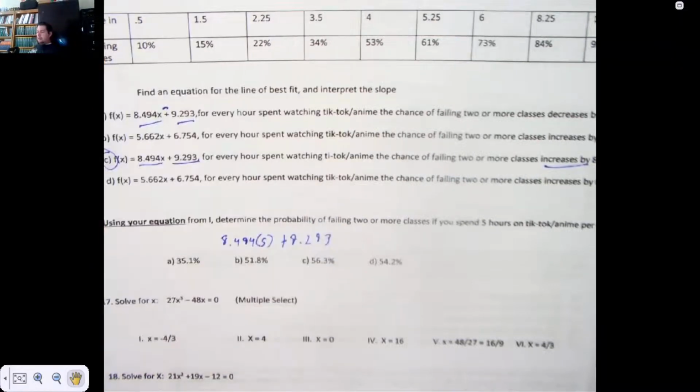Use your TI-84 to do it or whatever. And you come up with choice B. That's how hard it was. Wasn't hard.